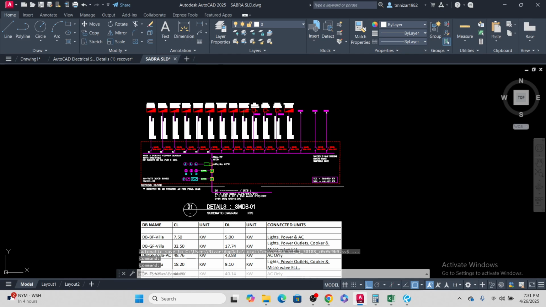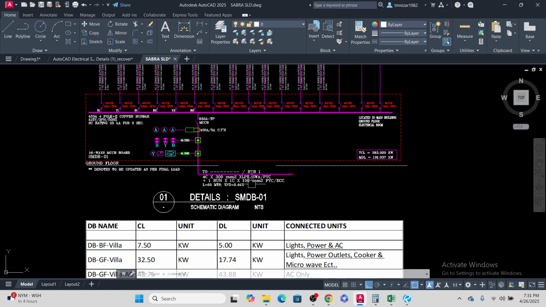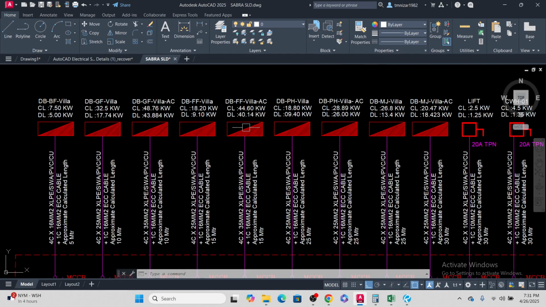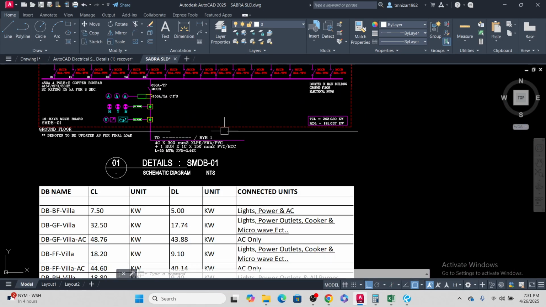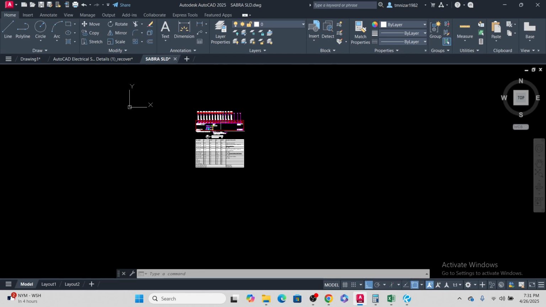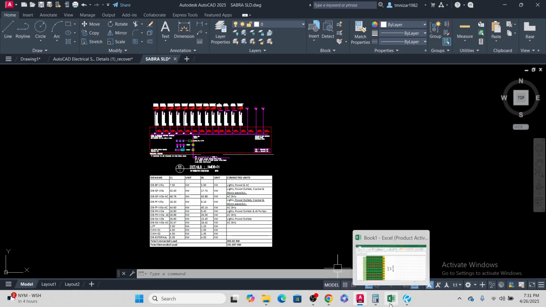so let's consider this all SMDB. And here, this is not SMDB, this is SMDB. So we have connected all the DBs. So let's say 1, 2, 3, 4, 5, 6. And this is SMDB. From SMDB, it will go to the MV panel or the switch gear.